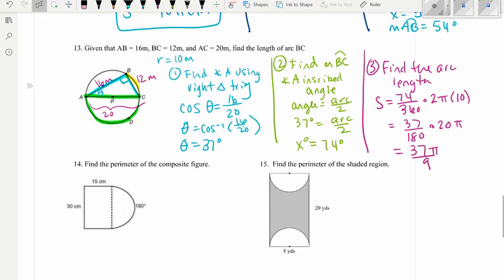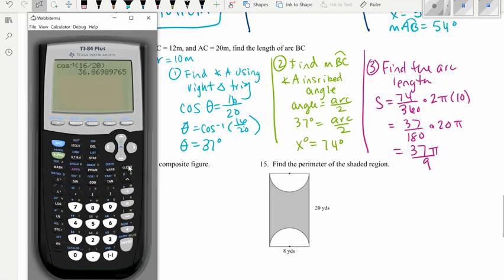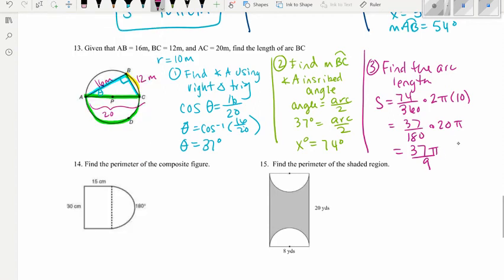If you need help, you can always plug it into your calculator without the pi. So I could do 37 divided by 180 times 20. I'm just showing you guys if you have a hard time with the fractions, and hit the math fraction key. Notice you get 37 over 9, then just put the pi in, so that way you have the exact answer. And of course, this would be meters. So that is our arc length.